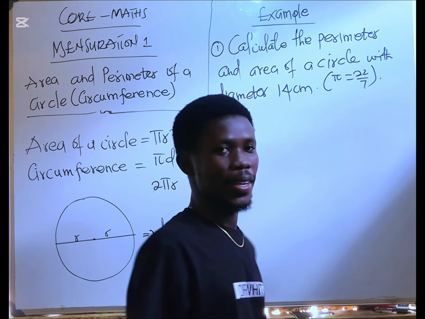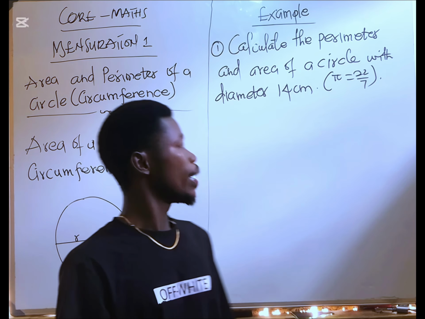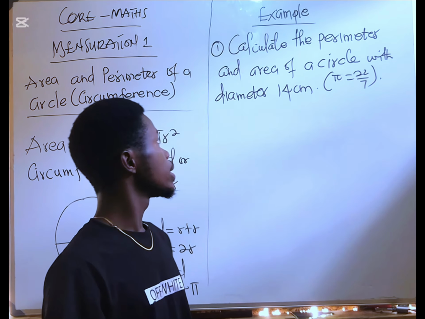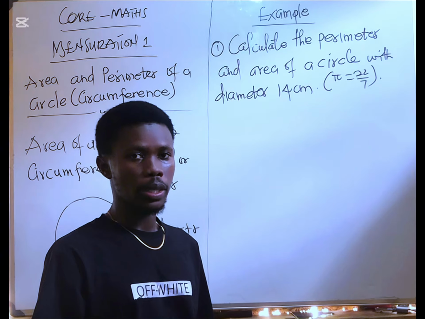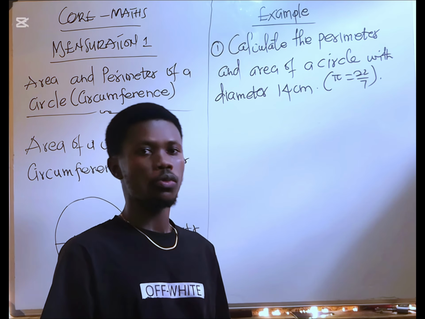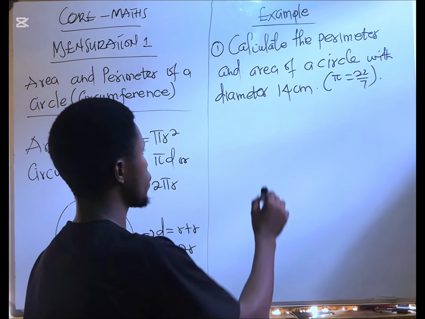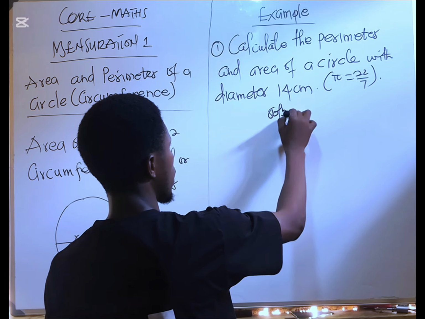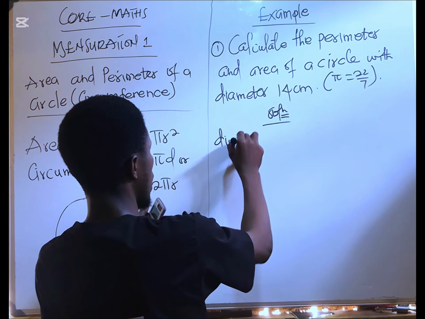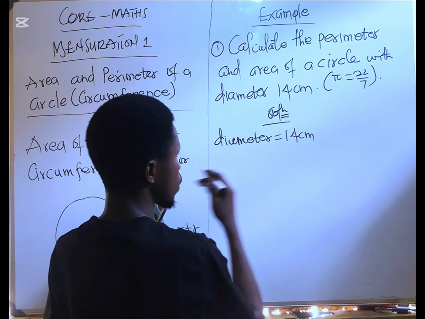Good. Let's take a good look at this example. First example: calculate the perimeter and the area of a circle with diameter 14 centimeters. The perimeter simply means the circumference. So if you see me using perimeter and circumference, they are the same. The total distance around a circle is the circumference, and you can also call it the perimeter. So let me put the data down. Diameter has been given as 14 centimeters. Is that alright?